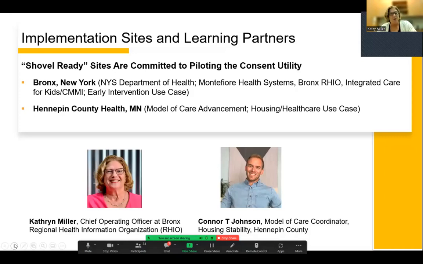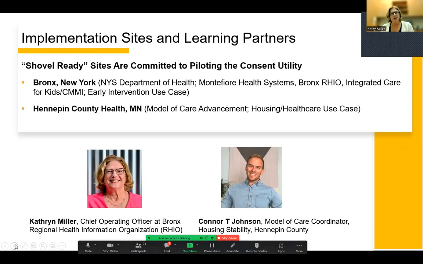We're finishing up defining our requirements for what this really has to enable. And hopefully we'll find some funding and be able to get this pilot project underway pretty soon.